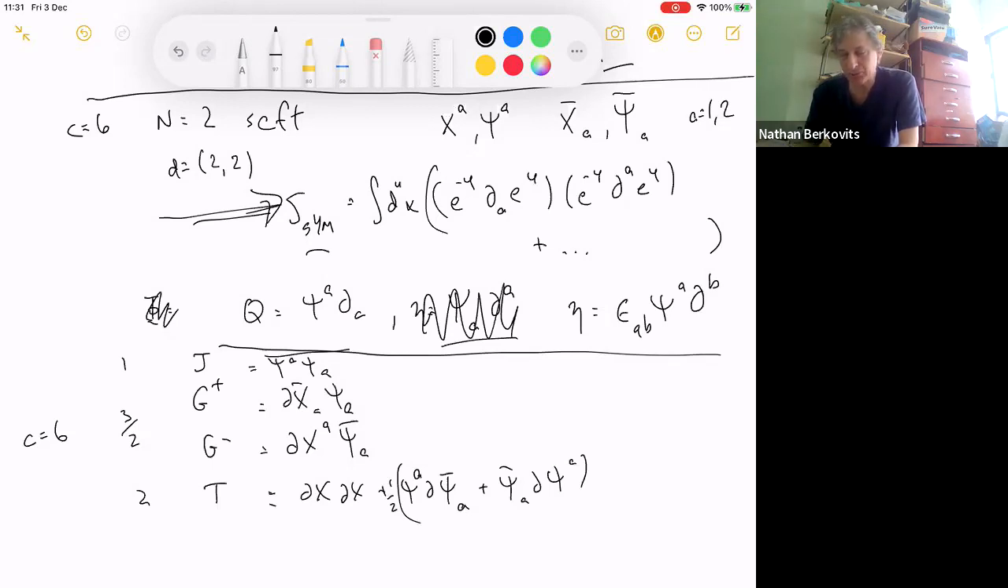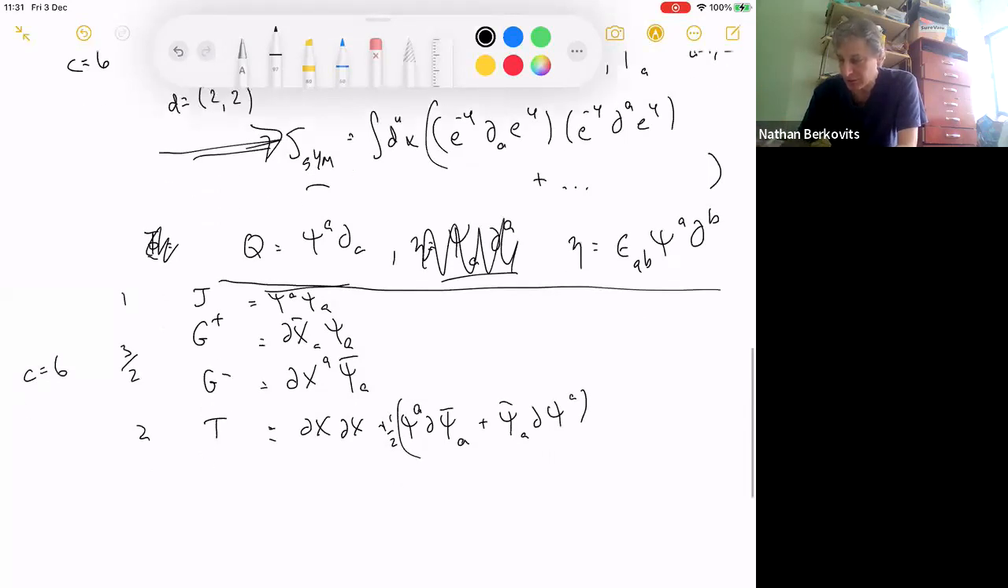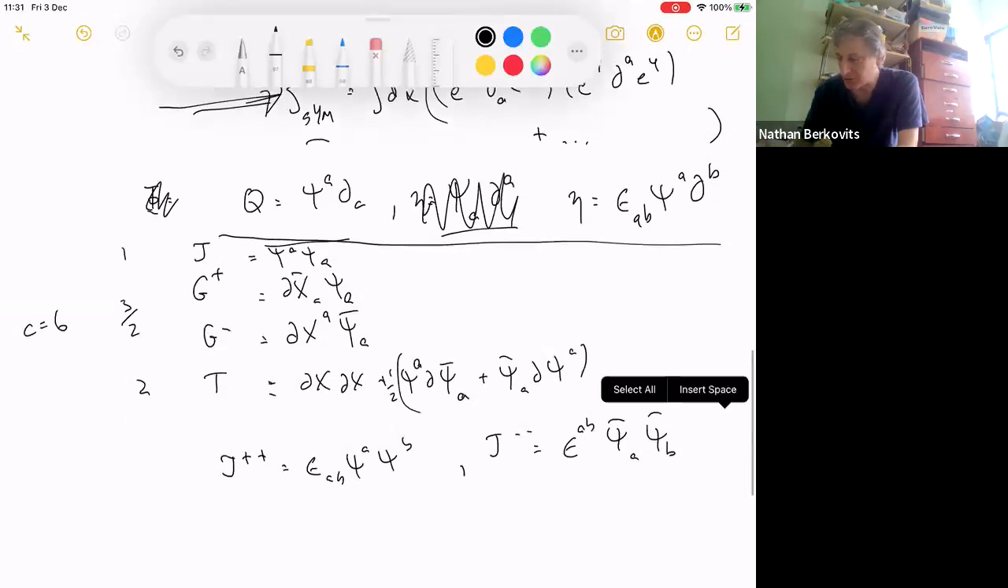Now it turns out if you have c equals 6, there's actually a small N equals 4 algebra you can define. So J is of course a U(1) current, but you can also define J plus plus, which I'll define to be epsilon AB psi A psi B. And J minus minus I'll define to be epsilon AB psi bar A psi bar B. So J plus plus and J minus minus commute to form an SU(2). And if you commute that SU(2) with G plus and G minus, you find you also get some new generators.